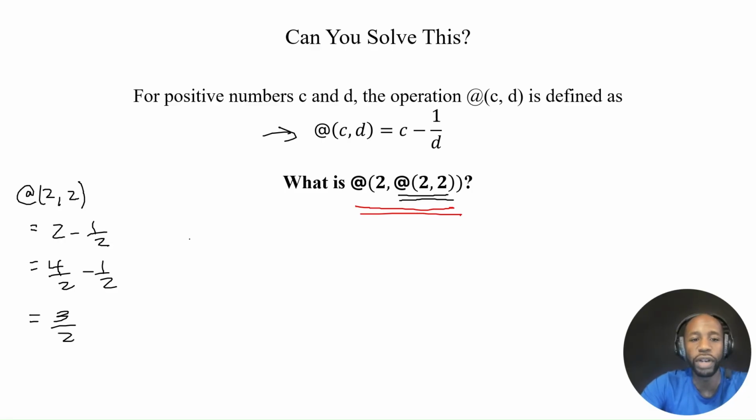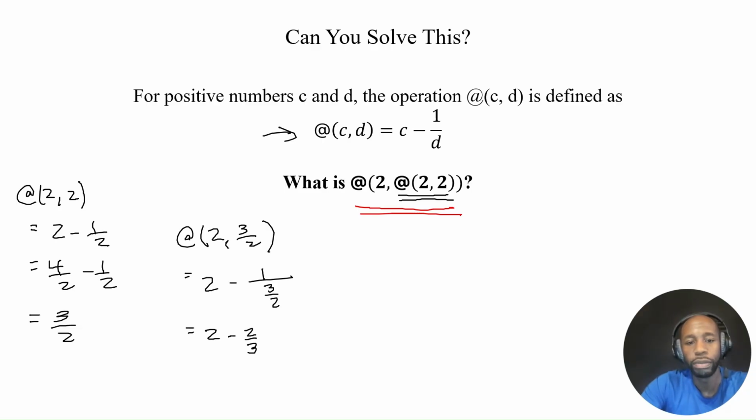Now we are going to find @(2, 3/2), which is equal to 2 minus 1 over the second term, which is 3 over 2. Because we know how fractions work, that is the same as 2 minus 2 over 3. Or in other words, we can rewrite that as 6 over 3 minus 2 over 3, which gives us our final answer, 4 over 3.